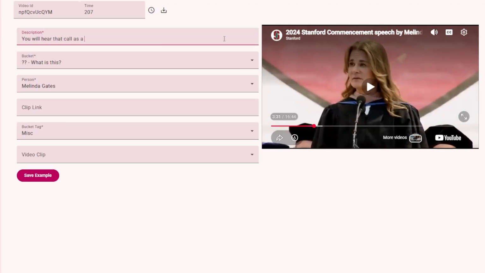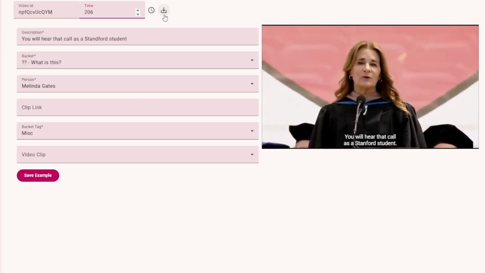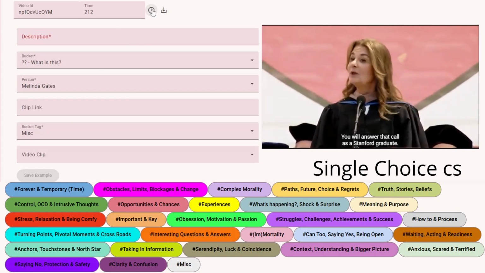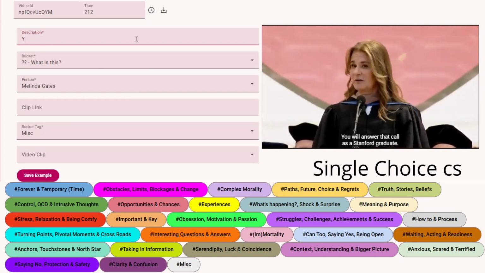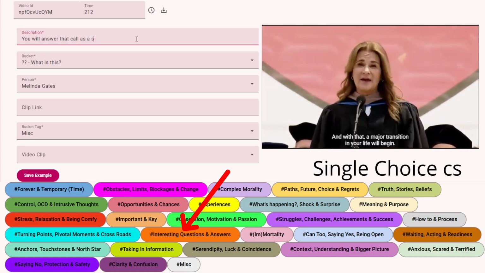It also makes me think again of narrowing down options by having that calling or that passion or that path laid out. So it could be choice, probably protective and not receptive, and therefore possibly pointing towards her being a server again. You will answer that call as a Stanford graduate. More call, and then the word answer.